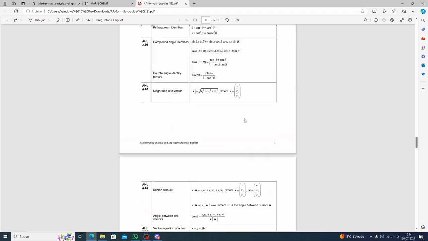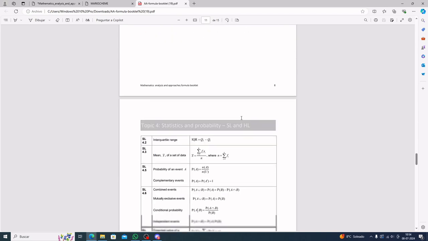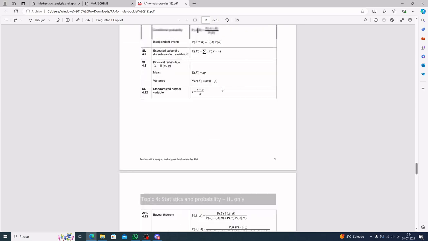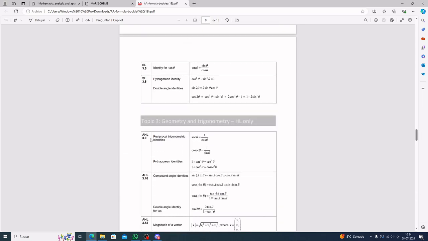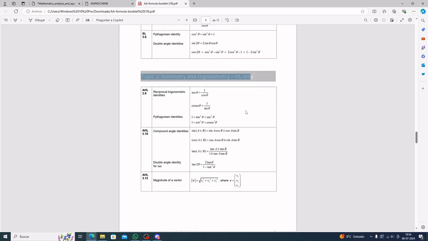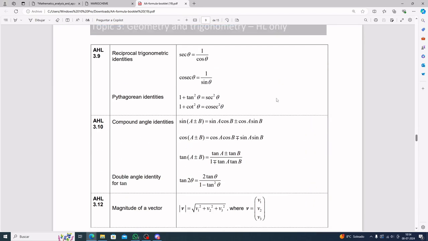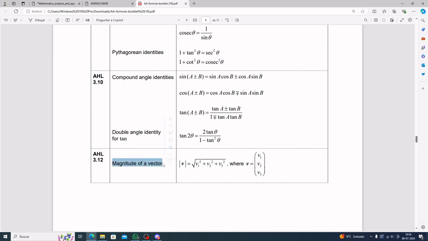Of course, we need to go to the trusty rusty formula booklet because it will save your life. So might as well learn it, might as well know what's in it. For this part, we need to go to topic 3, geometry and trigonometry, HL only, because we are now part of the Cool Kid Club. And boom, here is the magnitude of a vector.